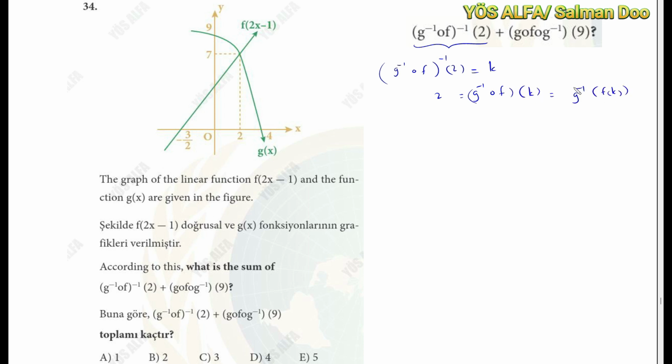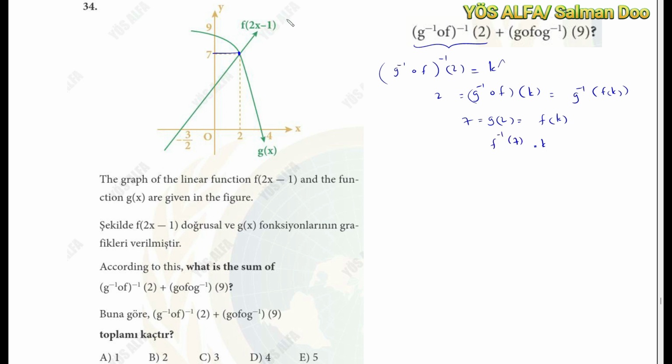From here, I'm going to send this g to the left-hand side of the equation again. So we're going to have g of 2 is equal to f of k. So g of 2, let's take a look at the graph. G of 2 is 7. So this is 7. And we want to find out k. So k is f inverse of 7.